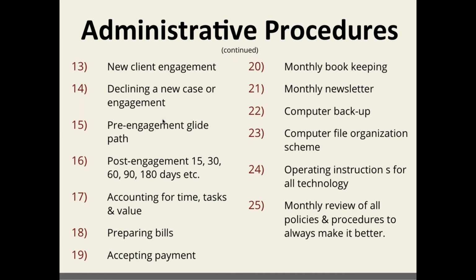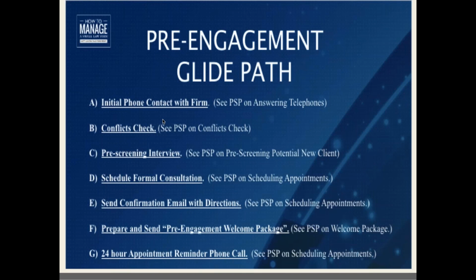So let's talk about a couple of procedures. This next one is a pre-engagement glide path, right? Most of you can conceptualize this, and then you have to build out the procedure for each part. So A, initial phone contact with the firm. Well, you'd want to have that policy and procedure on answering telephones. B, need to do that conflicts check, right? Need that procedure. Need the staff to understand why we do a conflicts check, that's the policy.